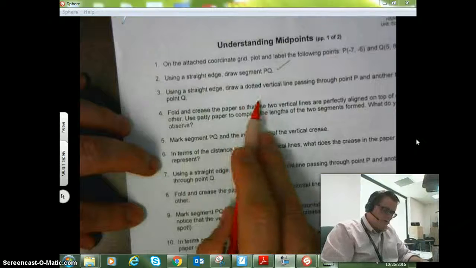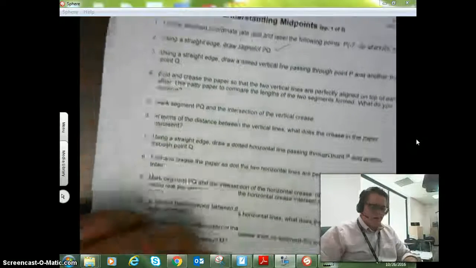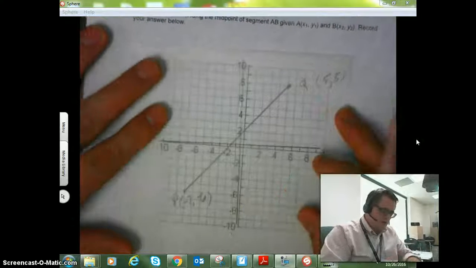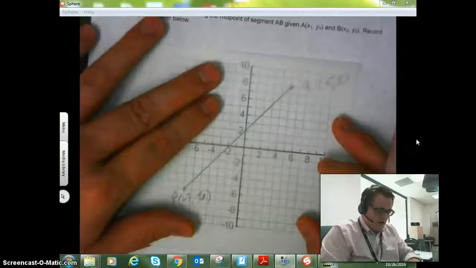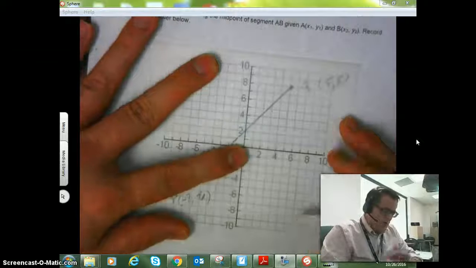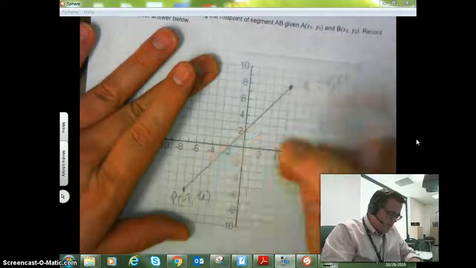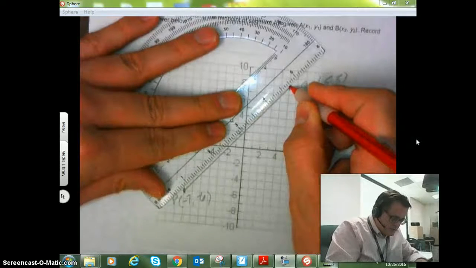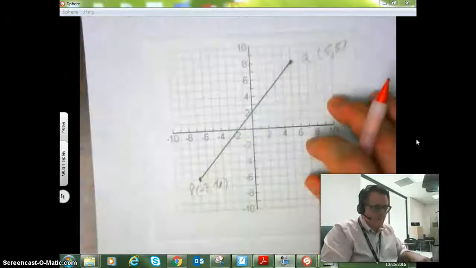Using a straight edge, draw a dotted vertical line passing through point P and another through point Q. Okay, now this is where the patty paper is going to come into play. What I've already done is I've copied my X and Y axis down here, and anything that I have on my graph, I'm going to copy onto my patty paper. Most of what I'm going to do is actually going to be on the patty paper itself. So I'm going to copy segment PQ there.